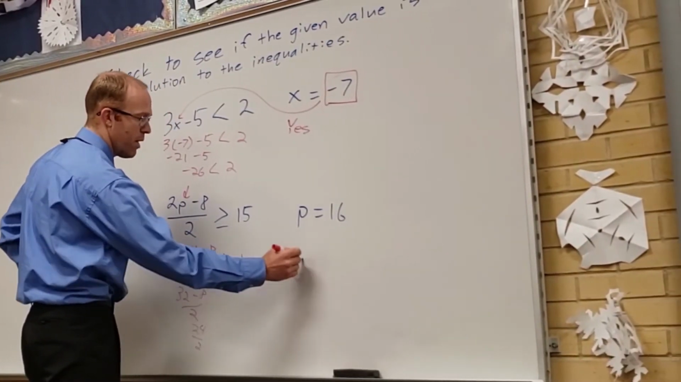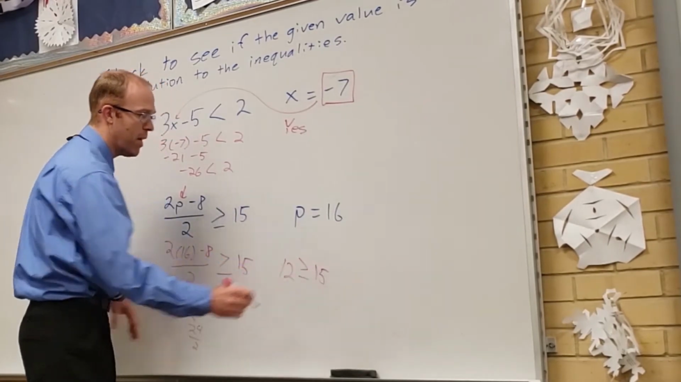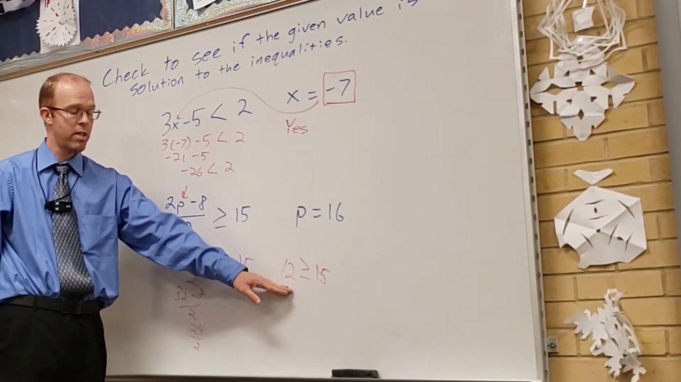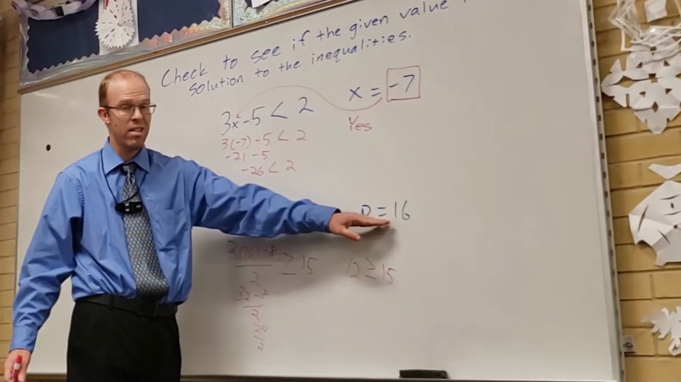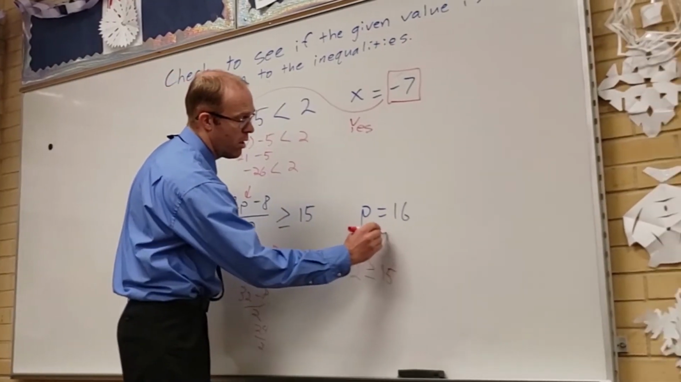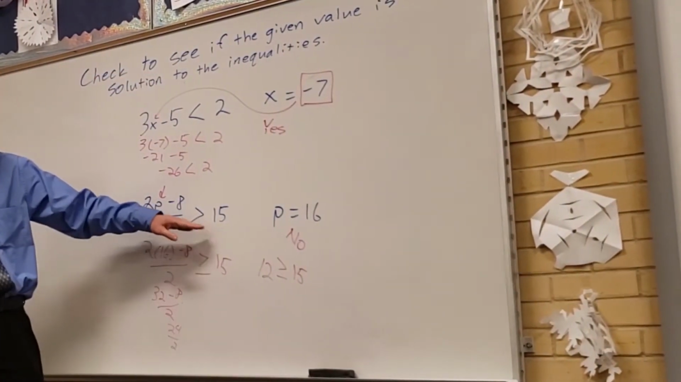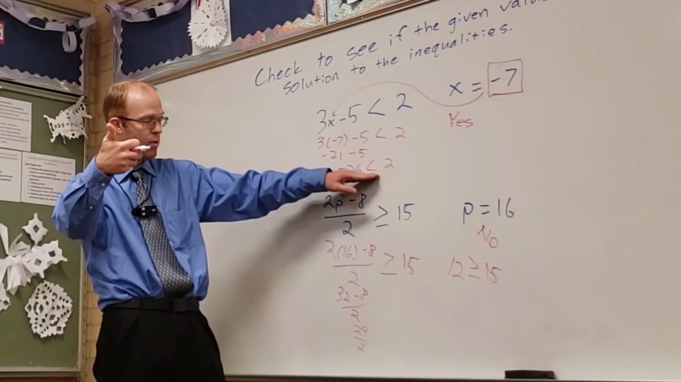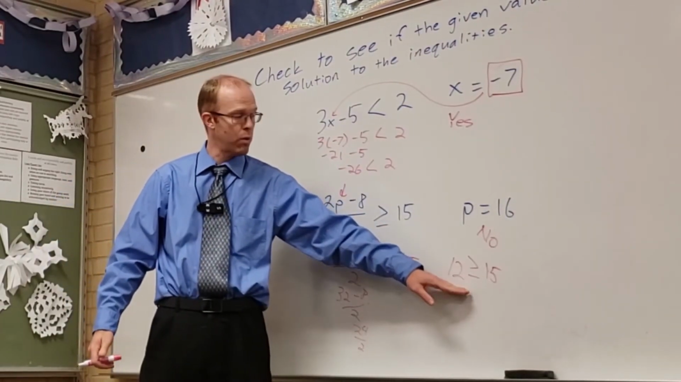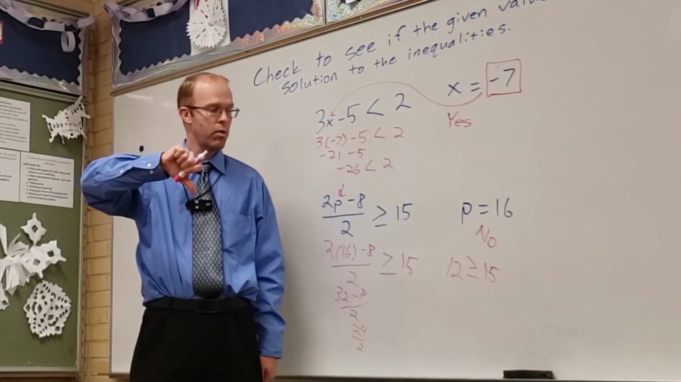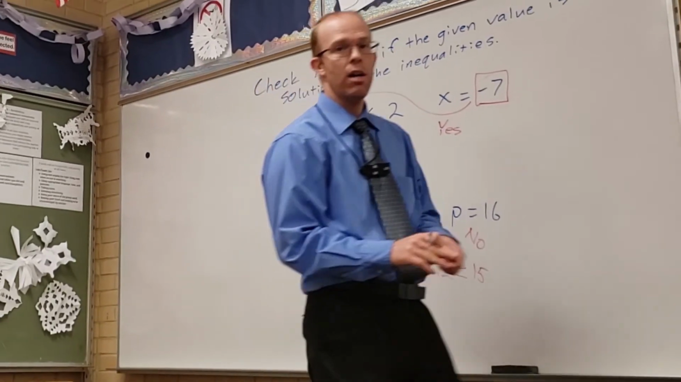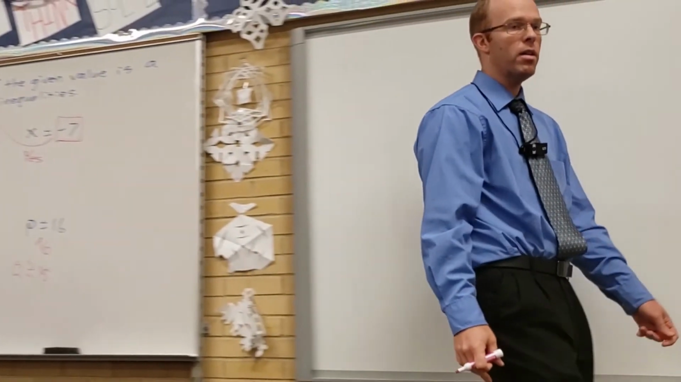And we wanted to see if that was greater than or equal to 15. It is not, so this is a false statement. That means that this is not a solution to that inequality. So if it ends up being true, it is a solution. If it ends up being not true, this is not a solution. So let's go take a look at our story problem over here.